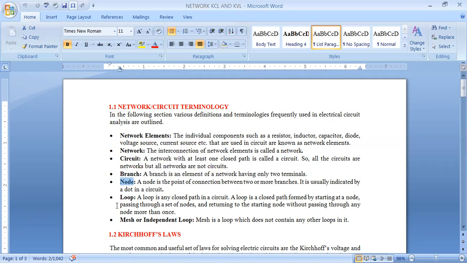Now come to the loop. A loop is any closed path in a circuit. A loop is a closed path found by starting at a node, passing through a set of nodes, and returning to the starting node without passing through any node more than once.